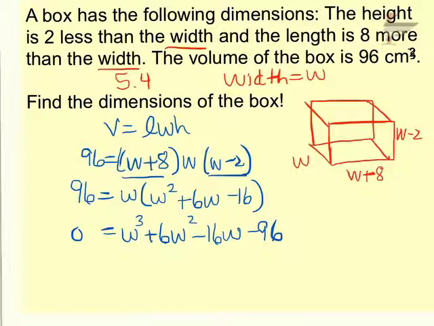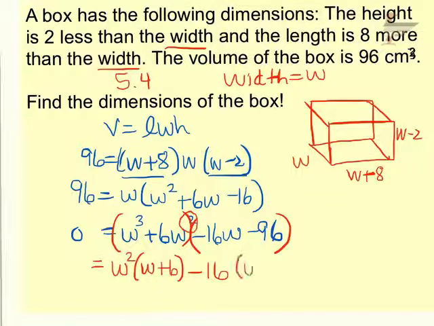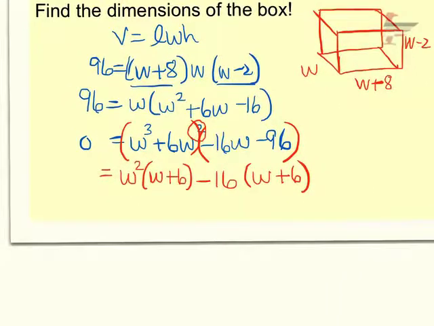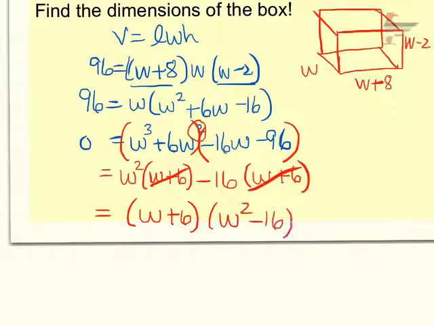Hopefully you're at the point where you recognize when you have 4 terms that you should group. I can't take anything out of all 4 terms, so I'm just going to go ahead and group right away. So I'm going to take out a W squared from my first group, which leaves me with W plus 6. The second grouping, I'm going to take out a negative 16, which is going to leave me with W plus 6. And then I can see that my W plus 6's are common, so I'm going to factor out that W plus 6, which leaves me with W squared minus 16.